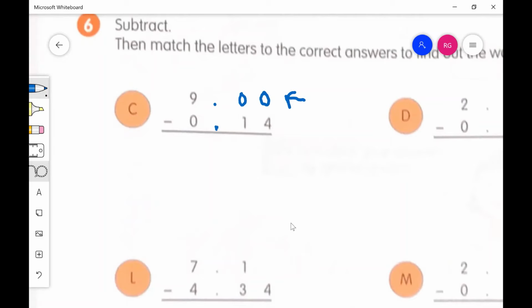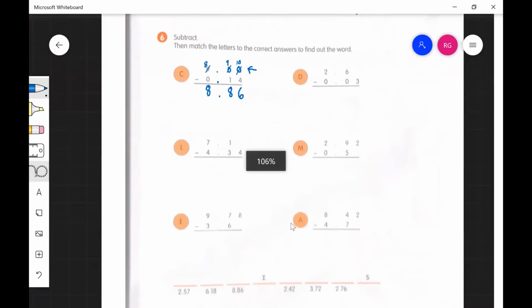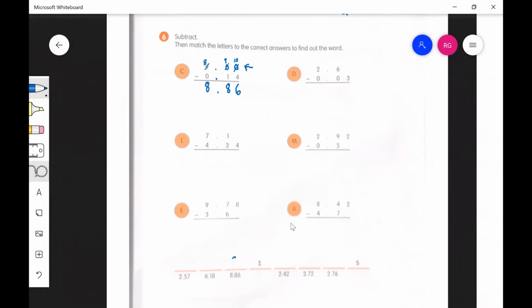So first thing we need to do is we need to borrow from this place here for C. This is going to become 9. This is going to become 8. So it should be 8, 9, and then this will be 10. Okay, so now we're ready to subtract. It should be 6, 8, and carry our decimal down, and it should be 8.86. And let's just make sure 8.86 is on there. Yes, it is. All righty, we got it.